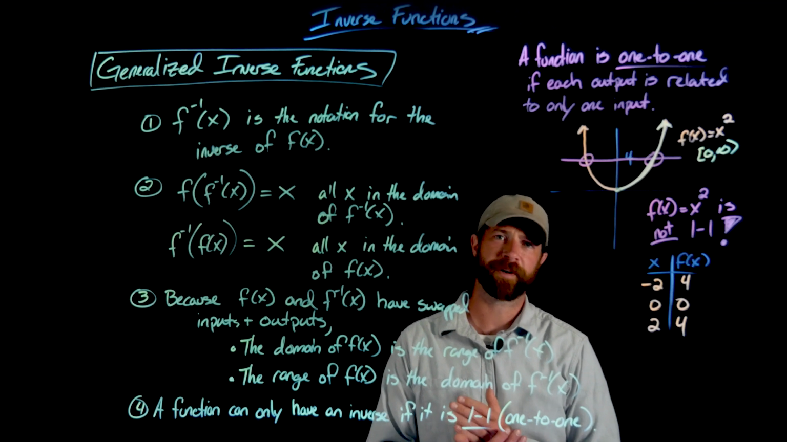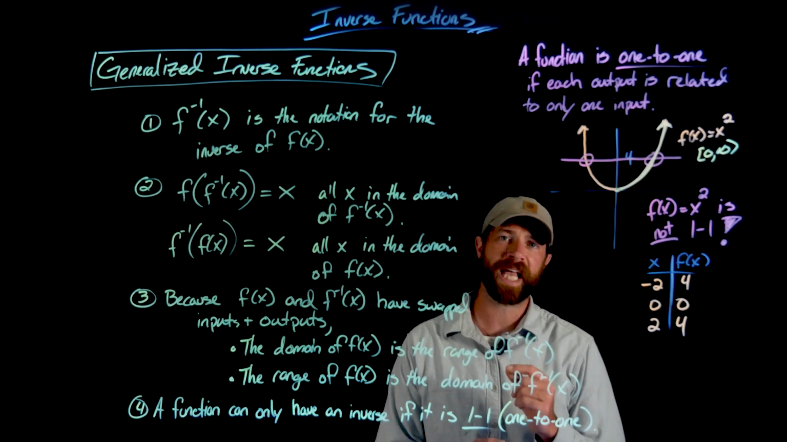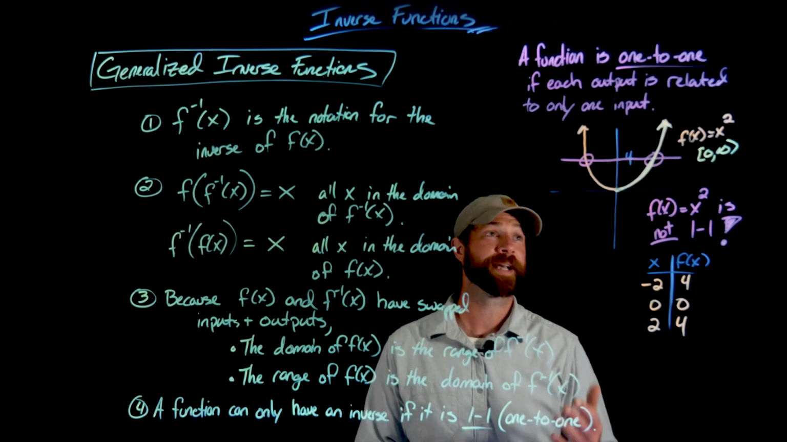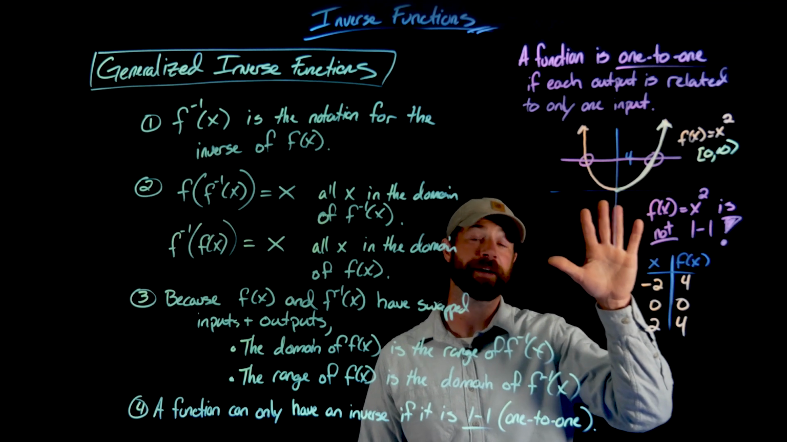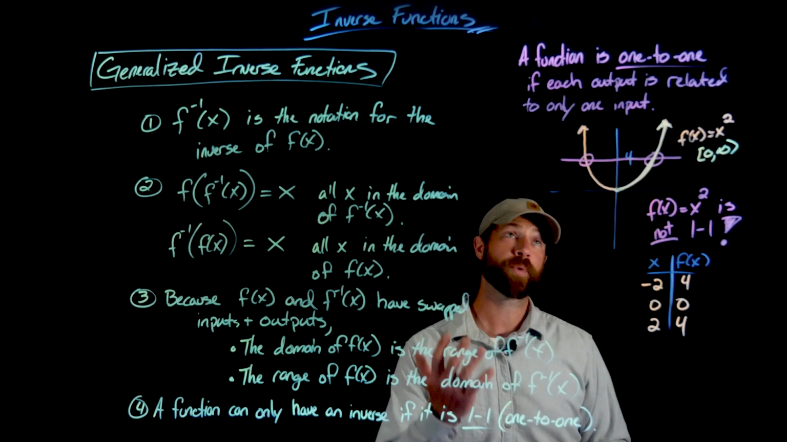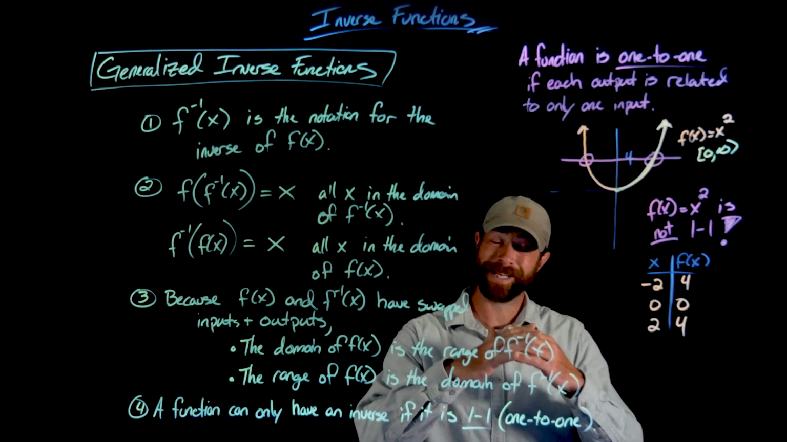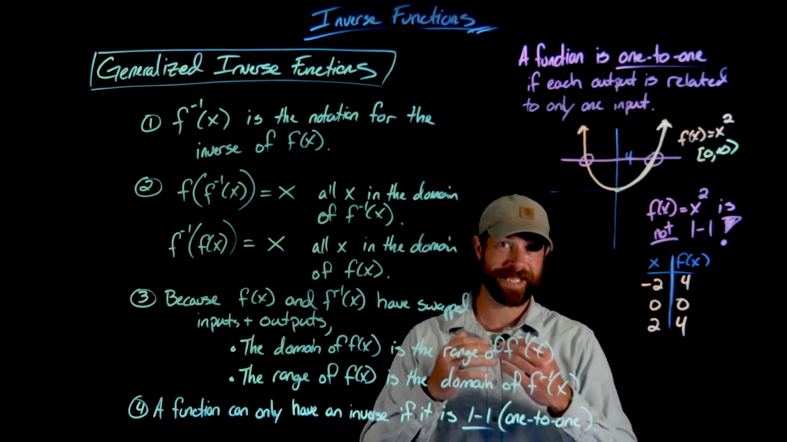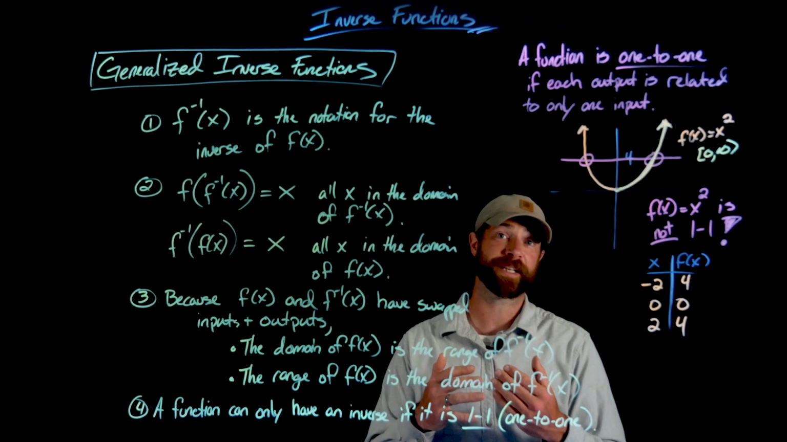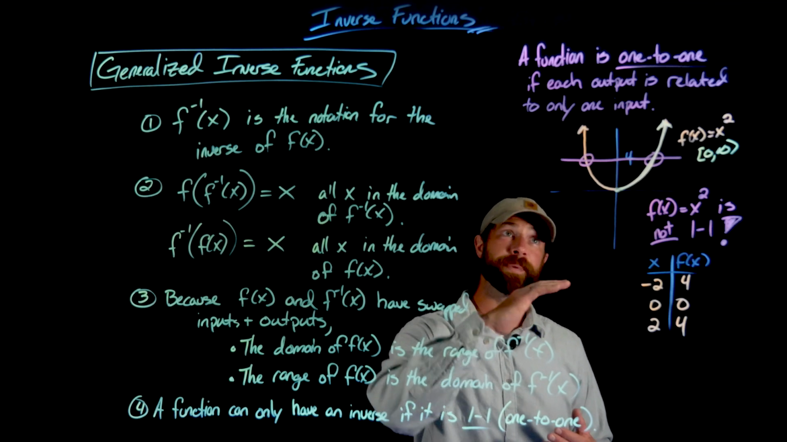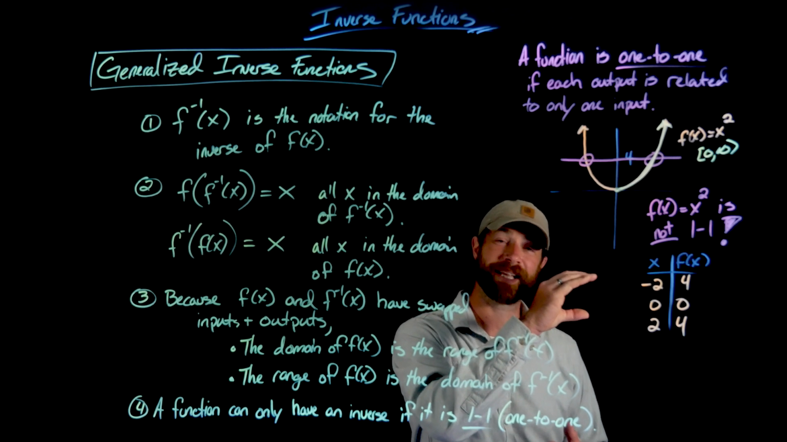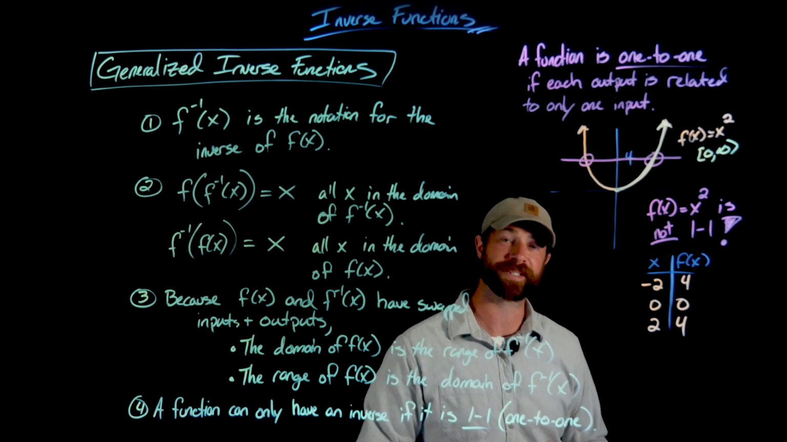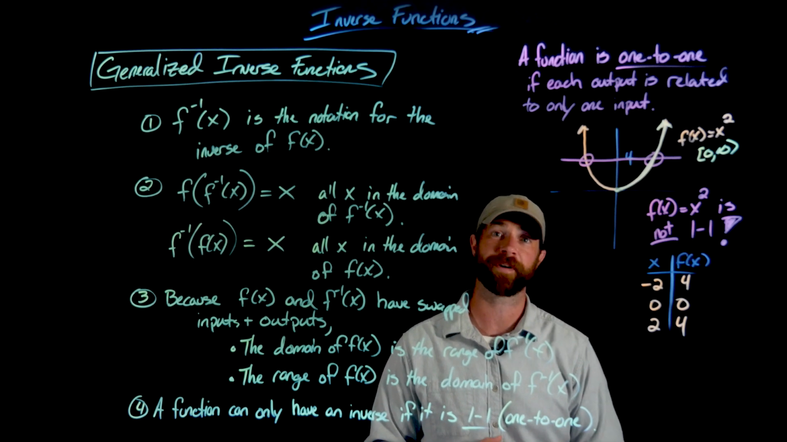Importantly, the reason that a function needs to be one-to-one in order to have an inverse is the fact that the inverse function needs to be a function. If we took this graph of f of x equals x squared and reflected it along the line y equals x, which is how the graphical representations of these inverse functions match up, this would end up being a parabola on its side. And if you envision a parabola on its side, you can see right away that it doesn't pass the vertical line test and therefore is not a function.